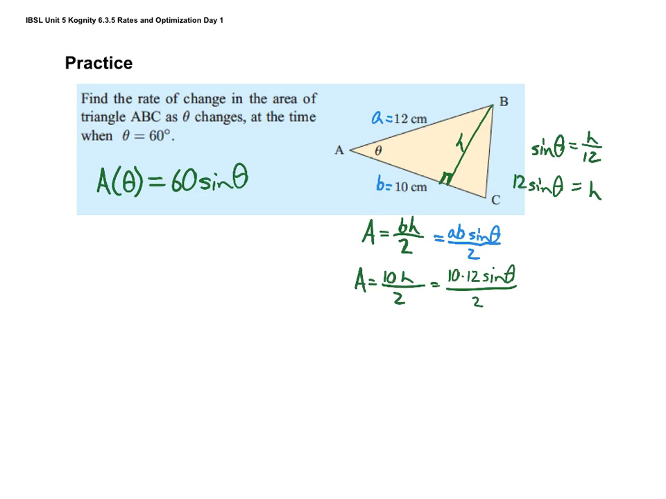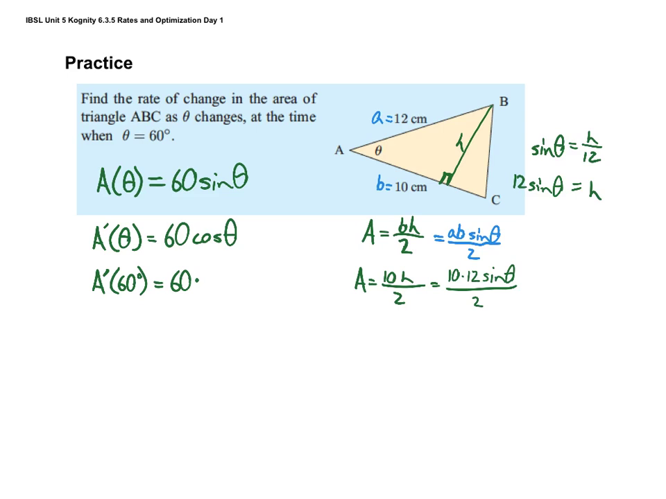Alright, so now we have this. If I want the rate of change, what do I have to do with this function? Do the derivative. So we're going to do A prime of theta. What's the derivative of 60 sine theta? 60 cosine theta. The derivative of sine is cosine. And if I want the rate of change when theta is 60 degrees, that means I want A prime of 60 degrees. So 60 times cosine of 60.